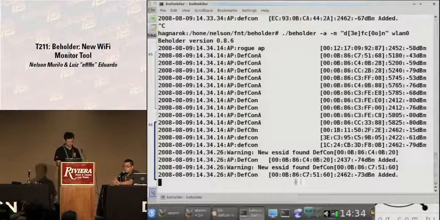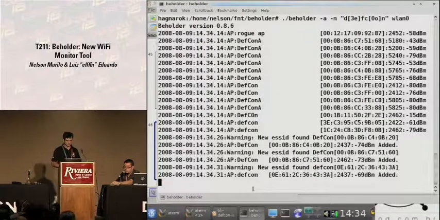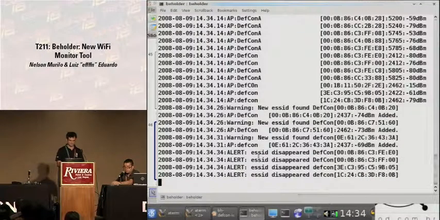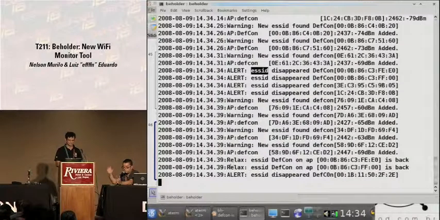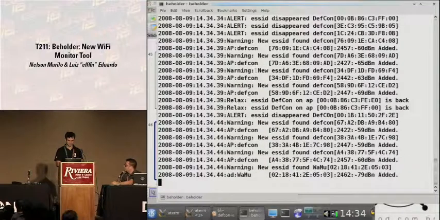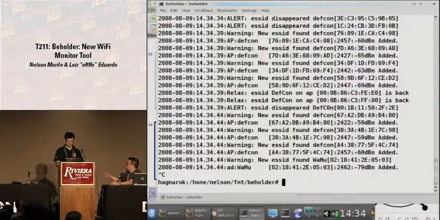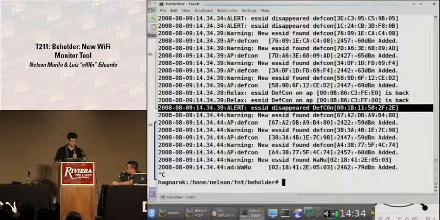So again, that's something that Eldon mentioned in his talk at ShmooCon a few years ago, that many IDS vendors didn't do that. So if he sees that attack, it's like, woo, I saw an attack. But if all the APs go down, it's okay. That's okay. That's not a problem. So if you see there a DefCon with a no and stuff, Beholder says it disappeared.